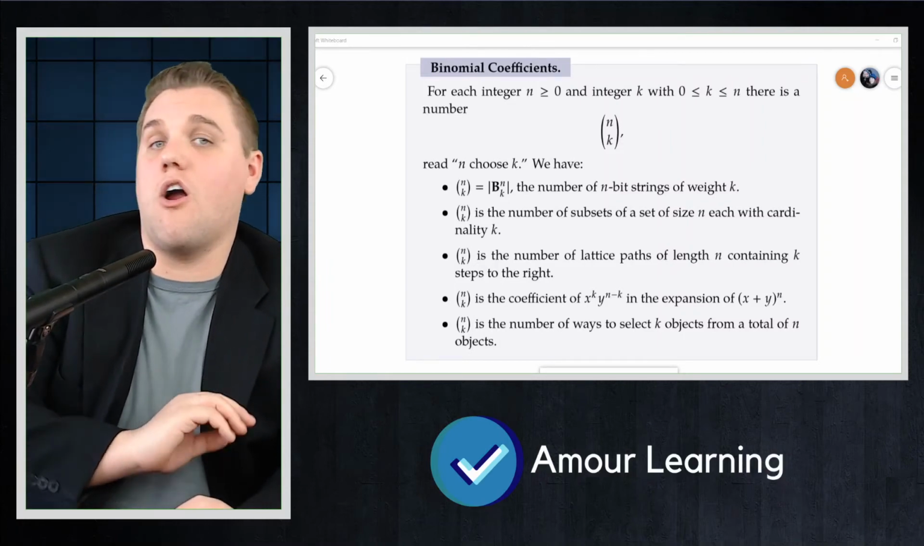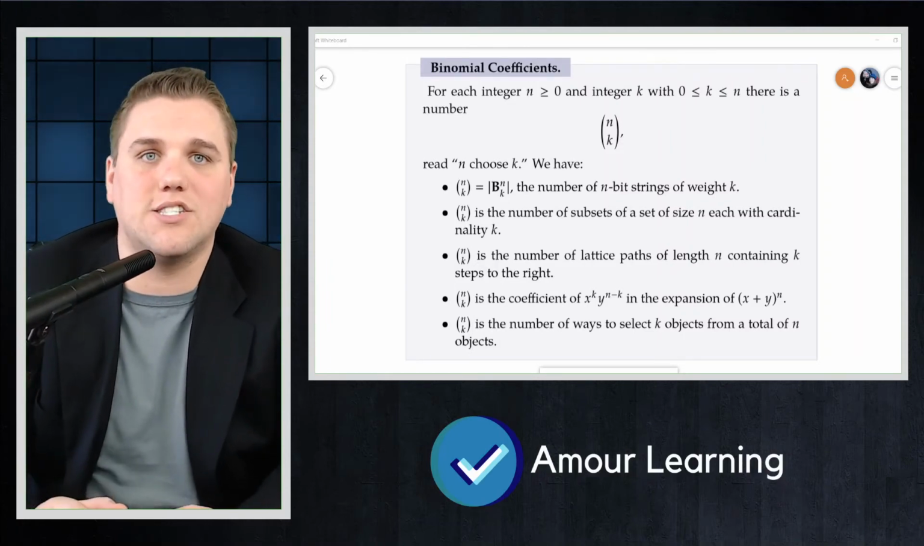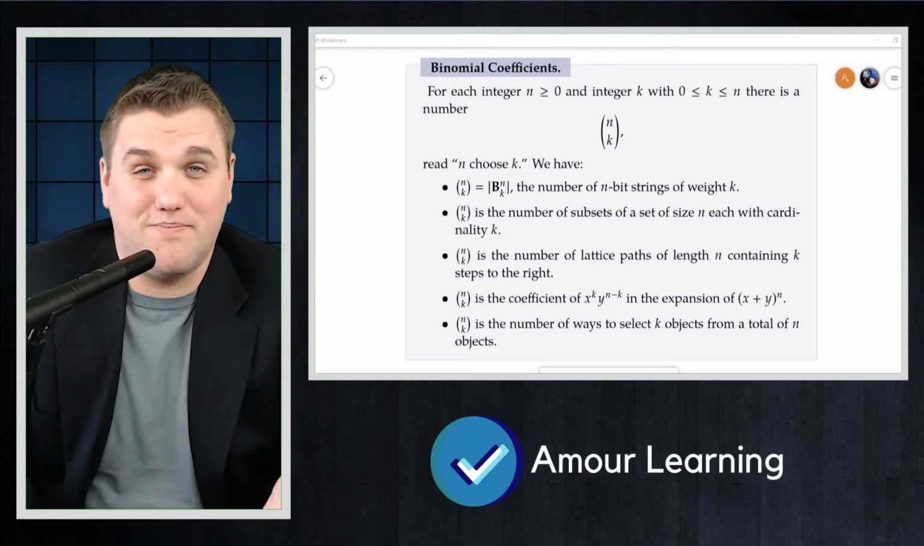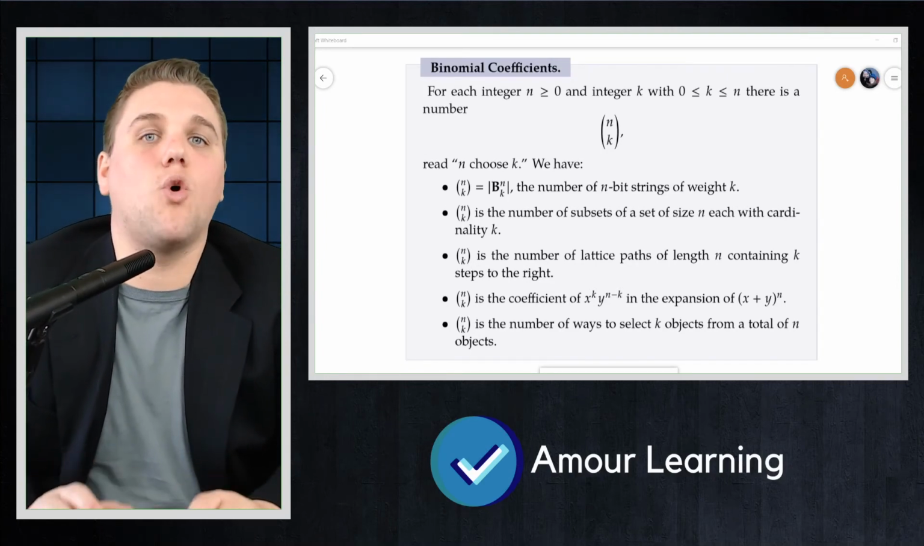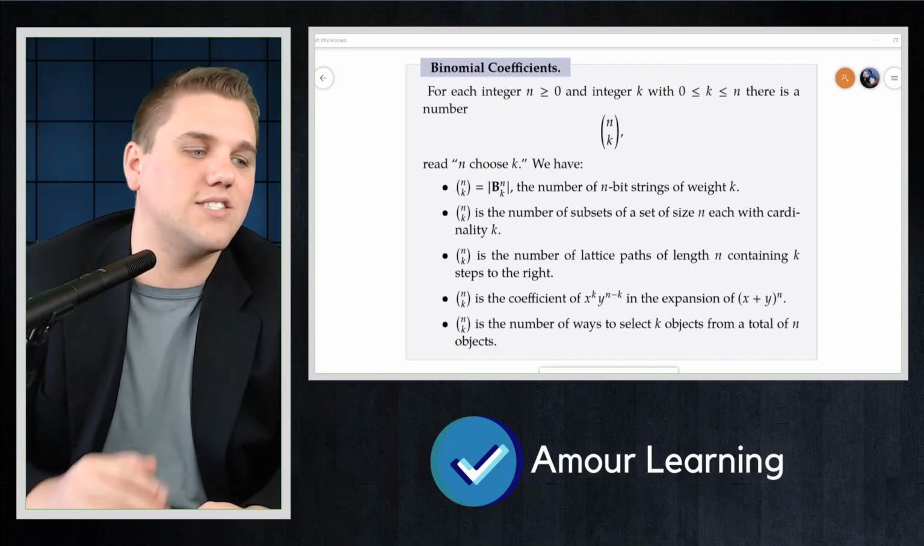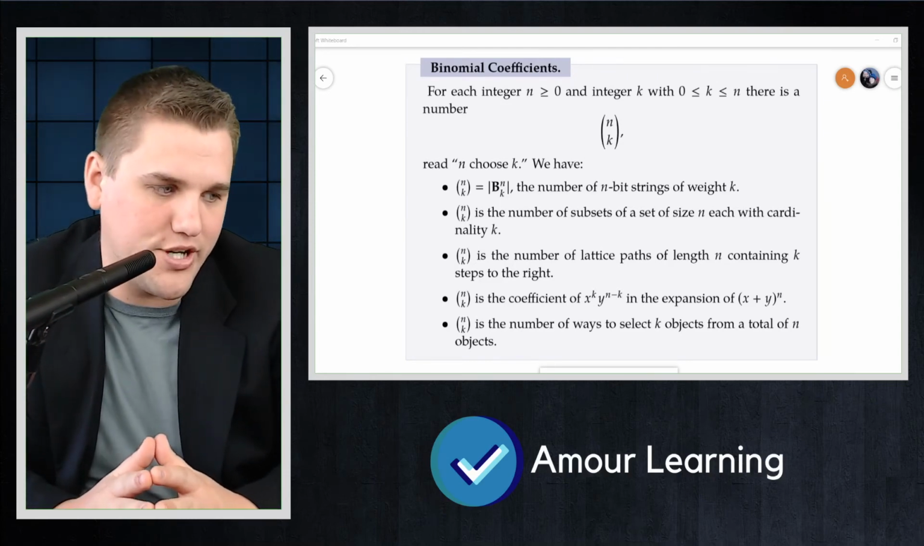So if you ever are in a discrete math class, or frankly a lot of math classes, they're oftentimes going to define n choose k as the number of ways to select k objects from a total of n objects.